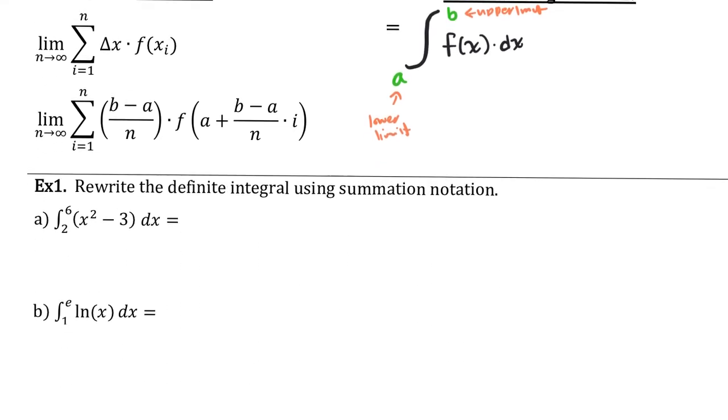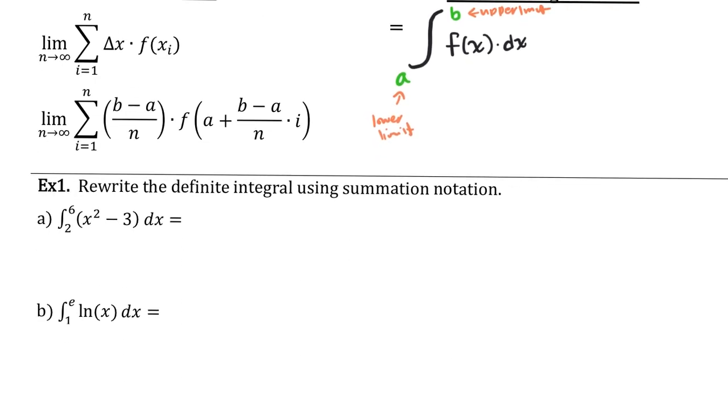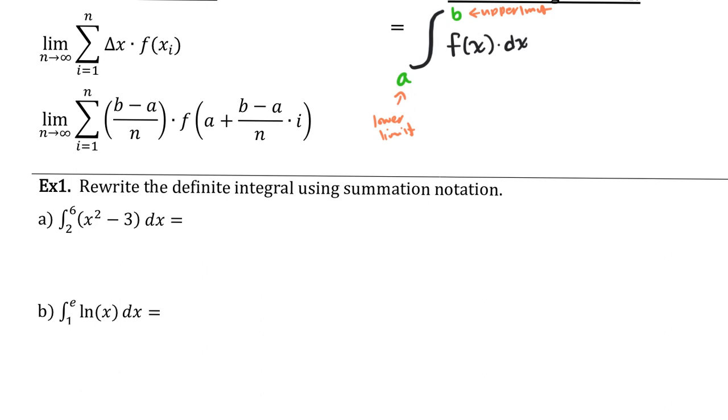Okay, so for example 1, it says rewrite the definite integral using summation notation. So they're giving it to me in this notation. They want me to rewrite it like this. Okay, and they are equivalent expressions, so I should be able to do that. So I want to rewrite it with summation notation, so let me do the limit as n approaches infinity. I'm going to go with i equals 1 to n, although you could also use k.